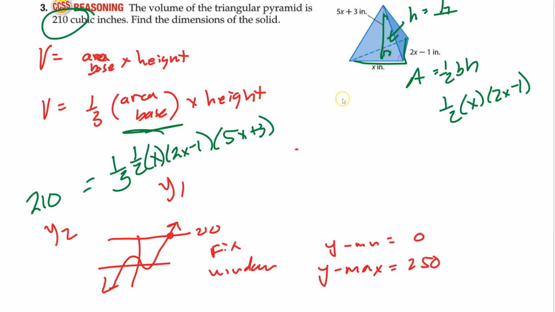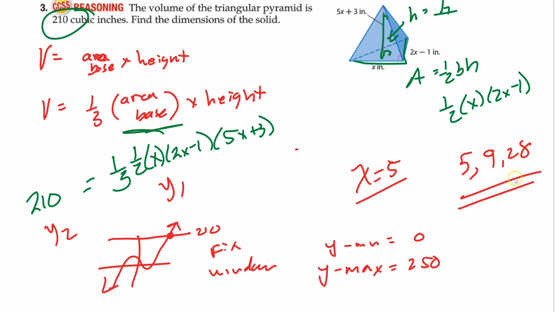All that work, and x equals 5. And actually the question is what are the dimensions? So it would be 5. 5 times 2 minus 1, so it's 9. And then 5 times 5 is 25 plus 3 is 28. So those are the dimensions. So anyway, that's the lesson.